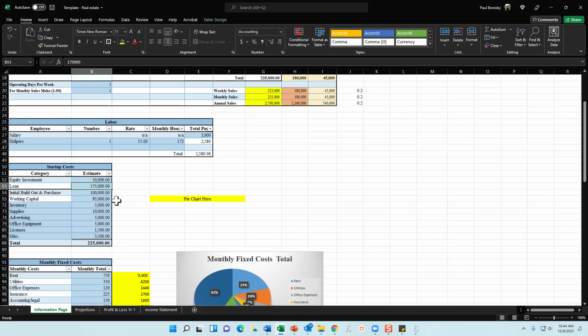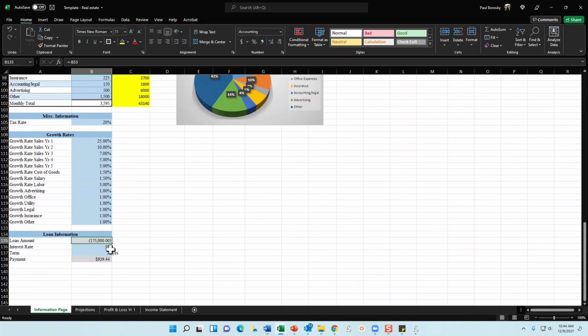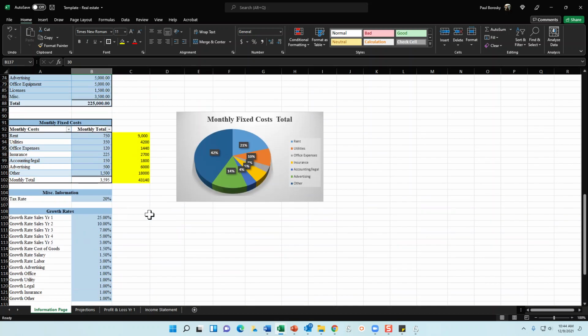Also, when you enter a loan amount right here, it does go to this bottom section right here, and it updates that information and also calculates your payment for you. So this is anticipating that you're going to be taking out a loan, at least for the first one, at 5% interest for a 30-year term, and paying it off from there.